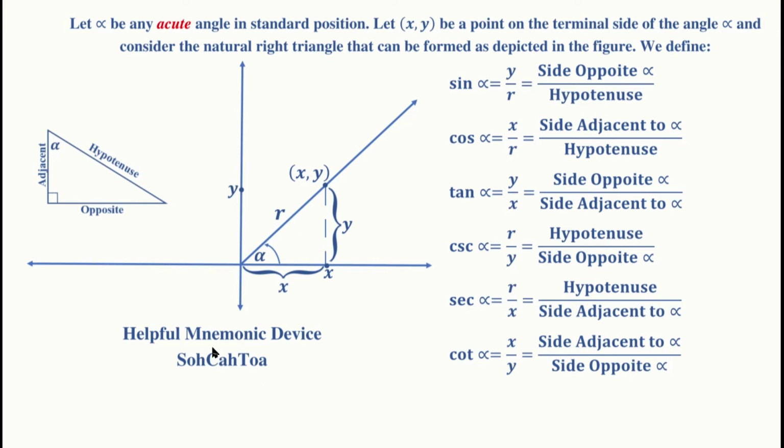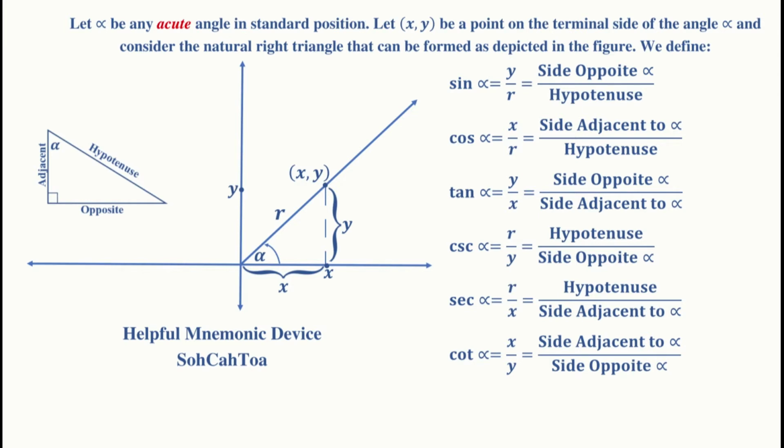Now, one helpful mnemonic device is this word right here, SOHCAHTOA. It's not a real word. It's just a shortcut to help us remember these relationships. So the sine is opposite over hypotenuse. Cah, so the cosine is adjacent over hypotenuse. Toa, so tangent is opposite over adjacent. So SOHCAHTOA is a very nice mnemonic to help us remember all those relationships.